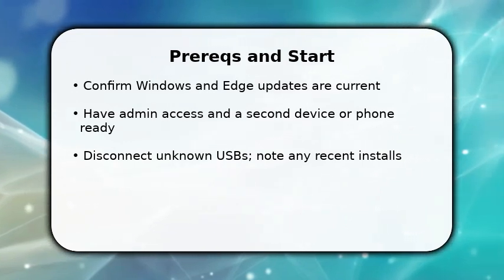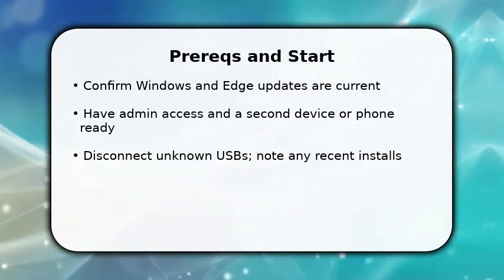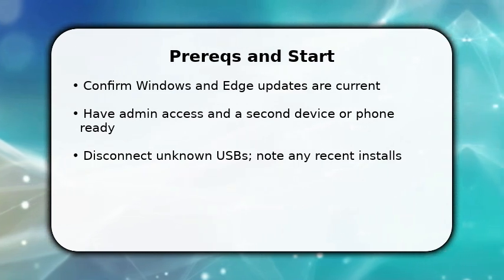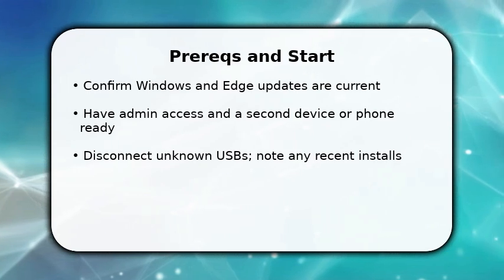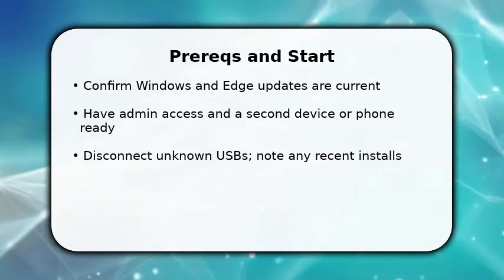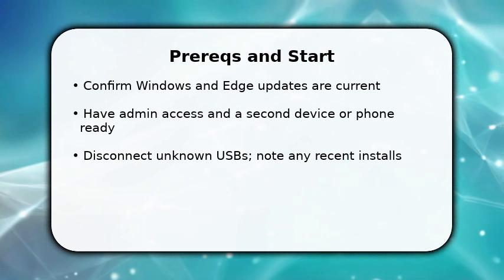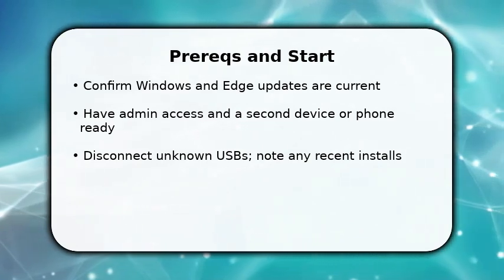You begin by confirming updates and having administrator access. This reduces false positives and permission problems. Once done, disconnect unknown USB devices and close unnecessary apps to avoid interference. Next, open Edge and do not click the alert. Instead, use Task Manager to end suspicious processes if they're active.